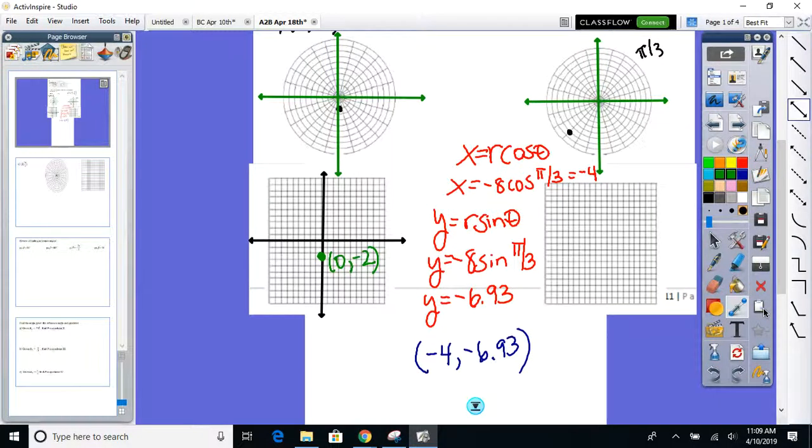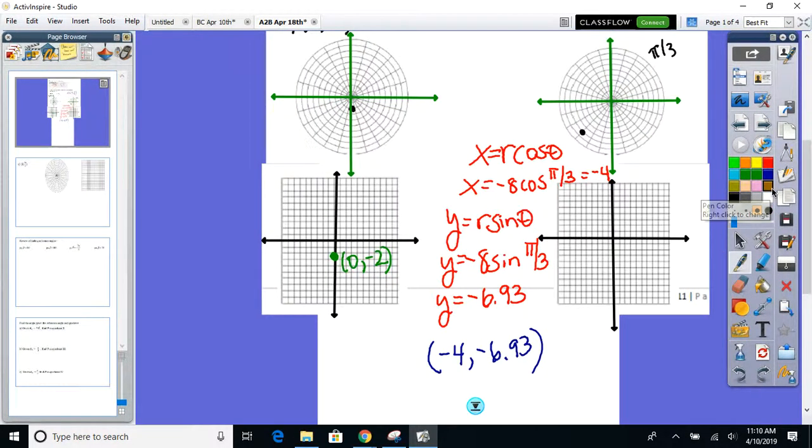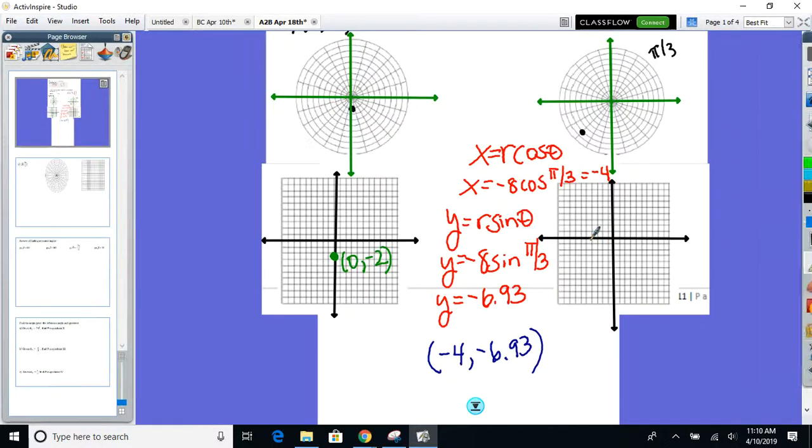Go ahead and graph it on the XY grid I gave you. So over -4, 1, 2, 3, 4 down, 1, 2, 3, 4, 5, 6, and a little more. About the same spot as your polar one, correct? They're about in the same spot, which always should happen.